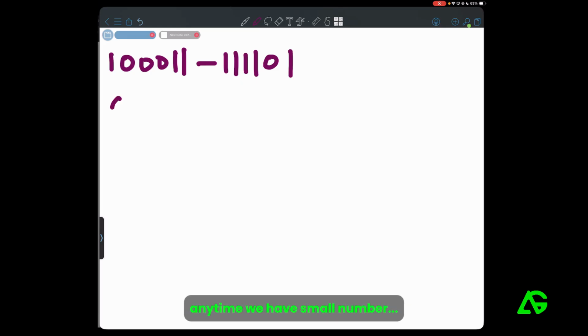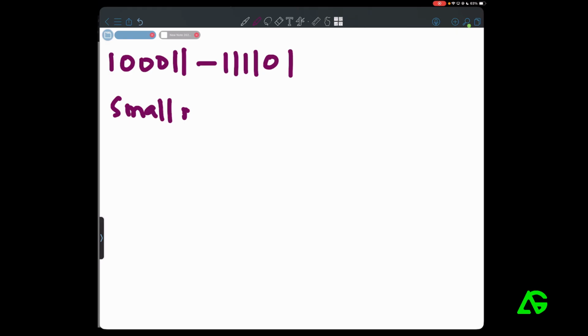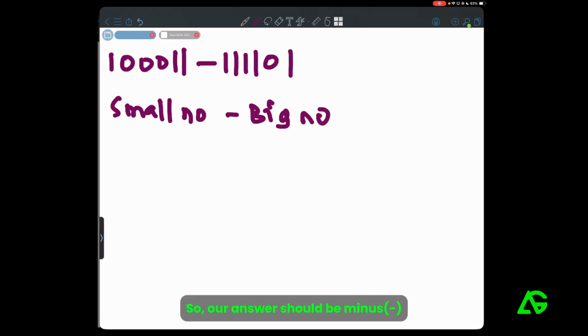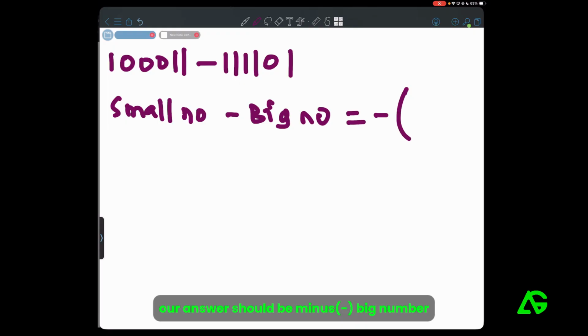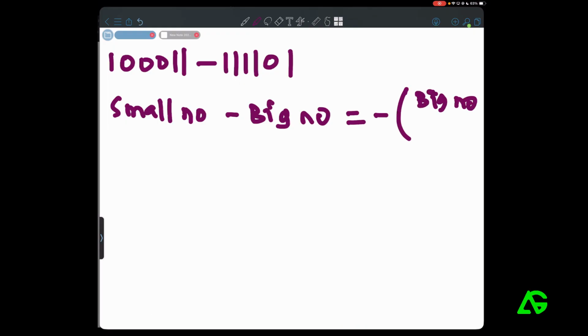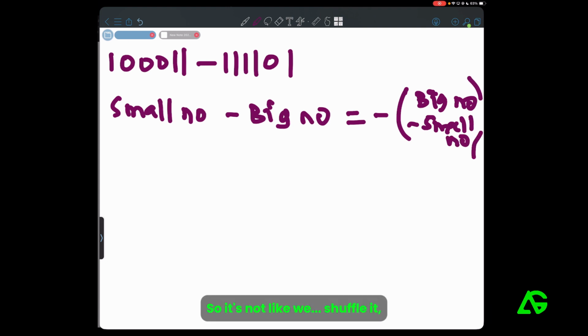Anytime we have small number minus big number, our answer should be minus big number minus small number. Do we get it? Yeah. So it's not like we reshuffle it, but in such a way that when we reshuffle it, there will be what? Minus outside. Do you get the concept?